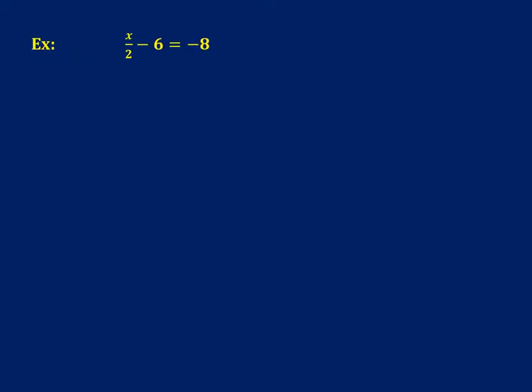Here's a two-step example where x is being divided by 2 and subtracted by 6. So inverse operations, at some point I'm going to have to multiply, and at some point I'm going to have to add. The question is, which one do you get rid of first? Since you're solving the equation, you go in reverse PEMDAS. So we're going to get rid of the subtraction first. So to get rid of a minus 6, I would add 6. And if you do it on one side, you have to do it on the other. Equal sign comes straight down.